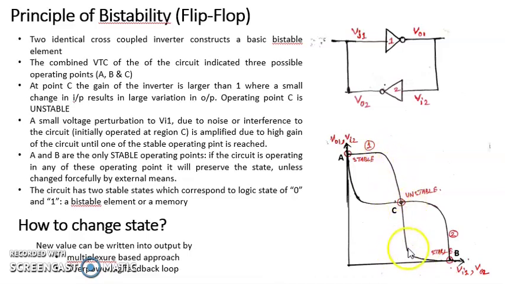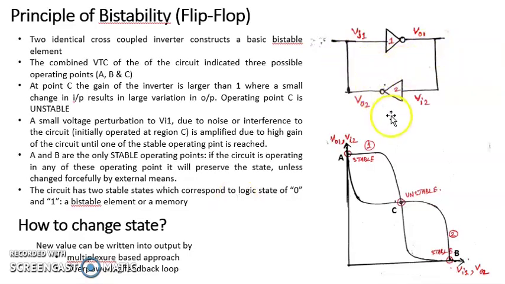Because of the high gain, the output will come back to one of the stable operating points. If the voltage corresponding to this point decreases by a small amount, it will go to this stable state. If it increases by this, the output may go to another stable state. So the circuit has only 2 stable operating points, A and B. If the circuit operates in any one of these operating points, it will preserve its state. The circuit has the capability to store information. We call the circuit a bistable element that can store either a 0 or a 1. This device serves as a memory.